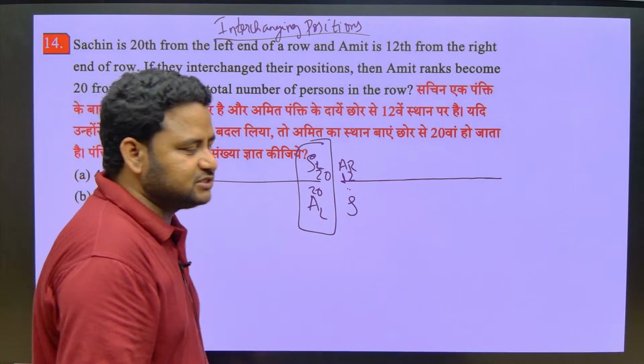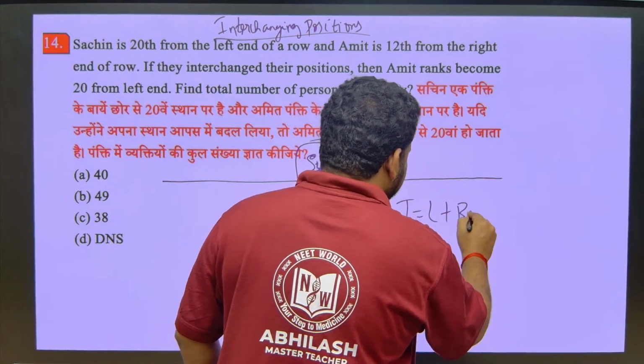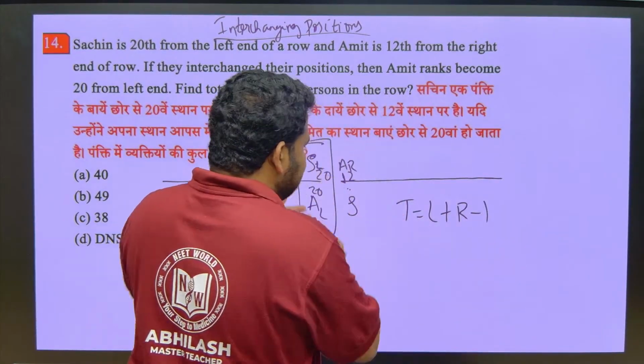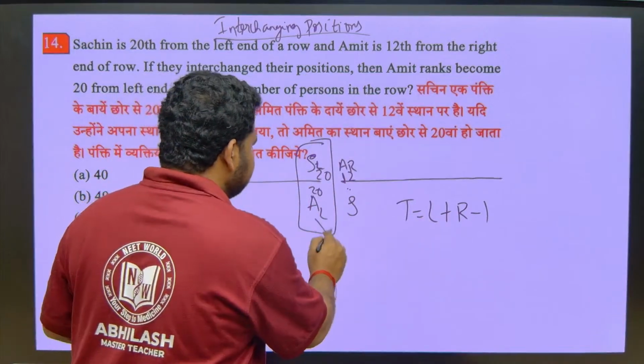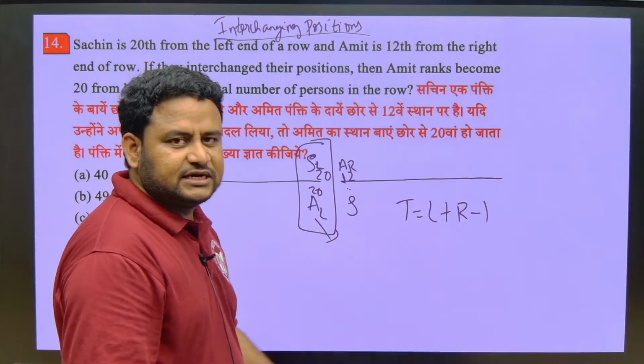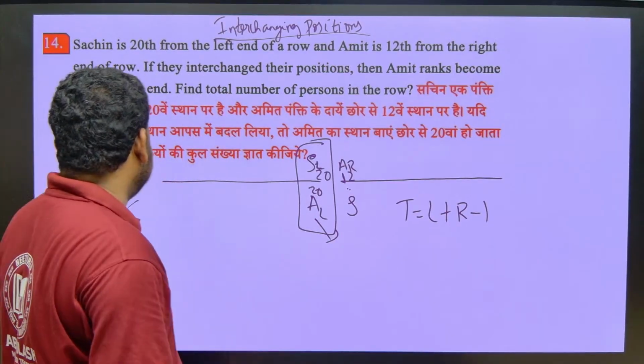Our formula says total is equal to L plus R minus 1. But here I have both L. I want the right position, and here the right position is not given. That means whatever data is given to me is not sufficient. So the answer is data not sufficient.